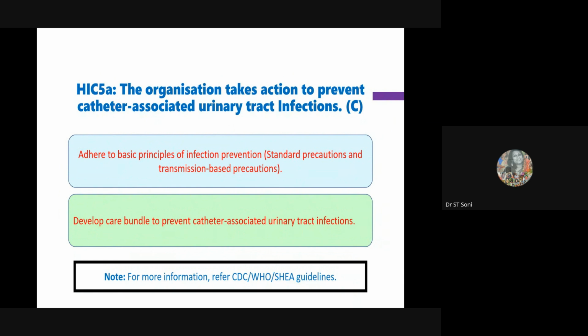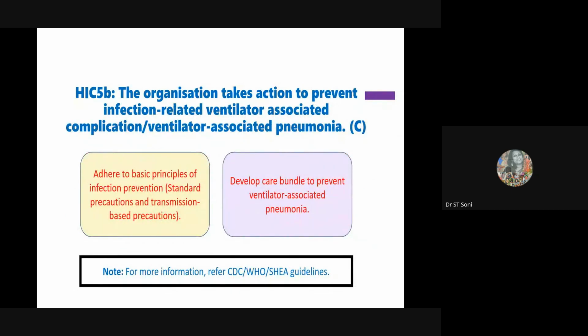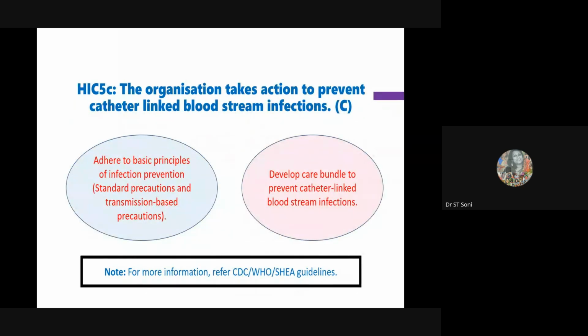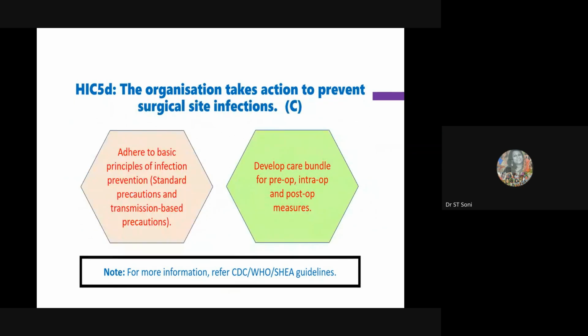So these care bundles can be divided into three parts. One is the insertion care bundle, the maintenance bundle, and the removal care bundle. So at one go, every day you need to monitor them, and then you need to adhere to these care bundles. The same is for ventilator associated pneumonia, and the same is for central line associated bloodstream infection. Then there is the procedure associated infection, and here the care bundles are the pre-op, intra-op, and post-op measures which we take so that we prevent surgical site infection.